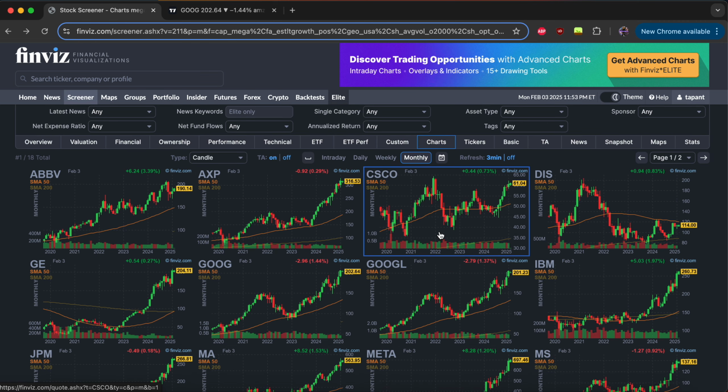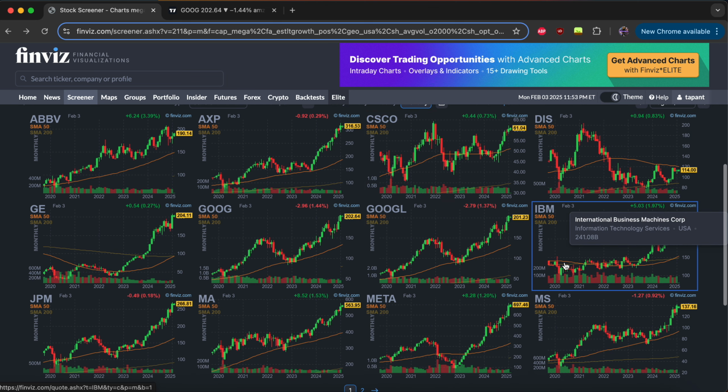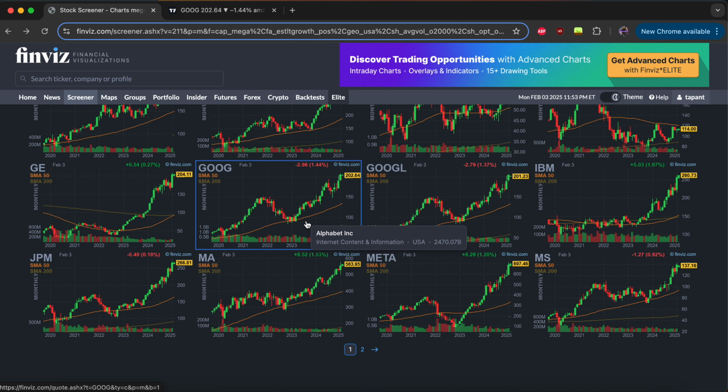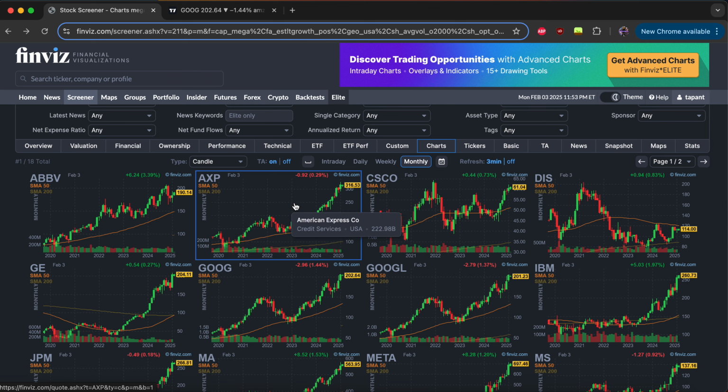Cisco looks like dog shit on the monthly chart. Disney looks terrible, but you have a bunch of these other setups. Like look, Google, look how beautiful Google is. It respects the 20 EMA so much on the monthly. Just simple stuff like that. It's not rocket science, guys. You just gotta look with your eyes.